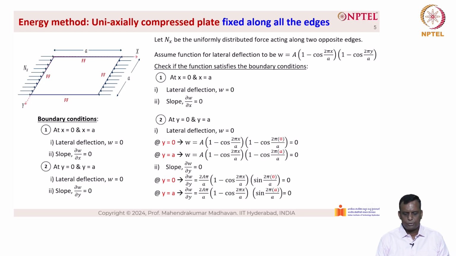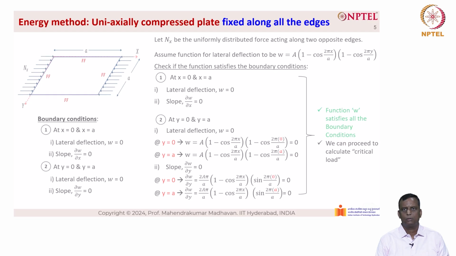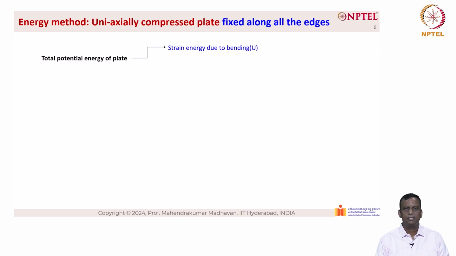Similarly, when we substitute y equal to a, we have ∂w/∂y equal to (2aπ/a)(1 − cos(2πx/a)), which remains the same, and this time we have sin(2π·a/a). We know that sin nπ equal to 0, so sin 2π is also 0 and hence the term also becomes 0, which means that the function satisfies all the boundary conditions and we can proceed to calculate the critical load. So the total potential energy of the plate is given as strain energy due to bending U and potential energy due to external loads V.